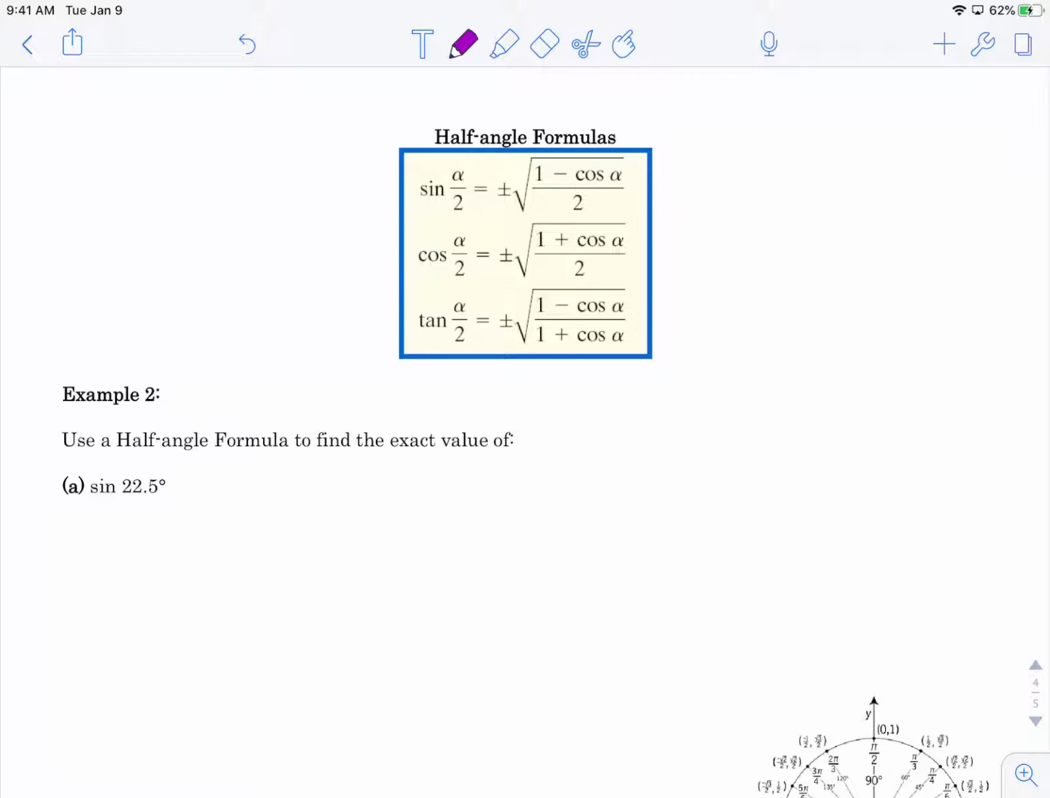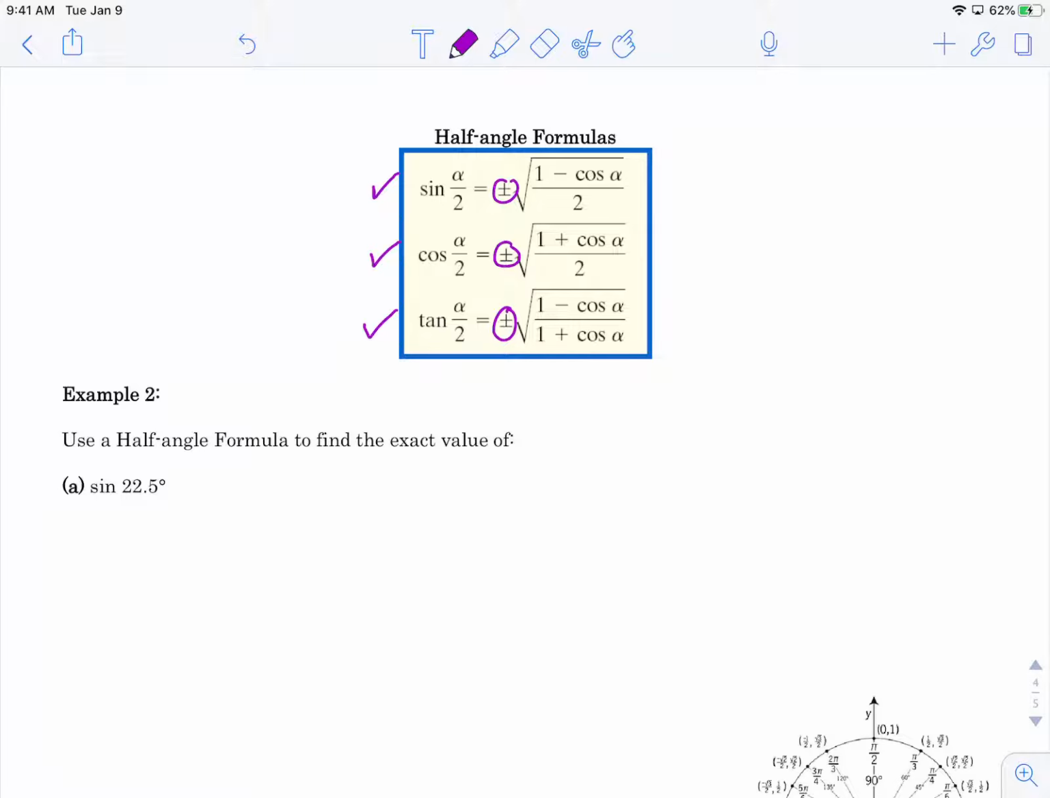We have a half angle for sine, so our angle divided by 2, which is known as a half. We have a half angle for cosine and also for tangent. Now this is the really important thing. Our formulas give us this plus or minus business. Your answer is not both, okay? And hopefully that sits well with you.